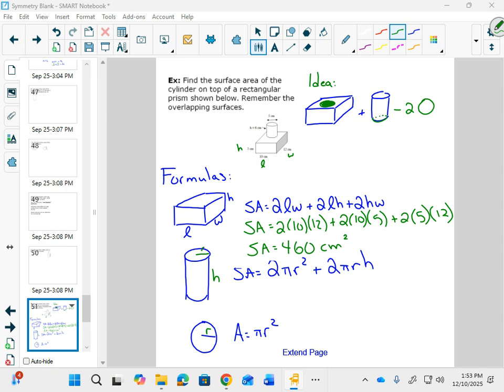Height. Next, I go on here. Do I know my height? Yes. Do I know my R? Ooh, careful, because this whole length is 5.